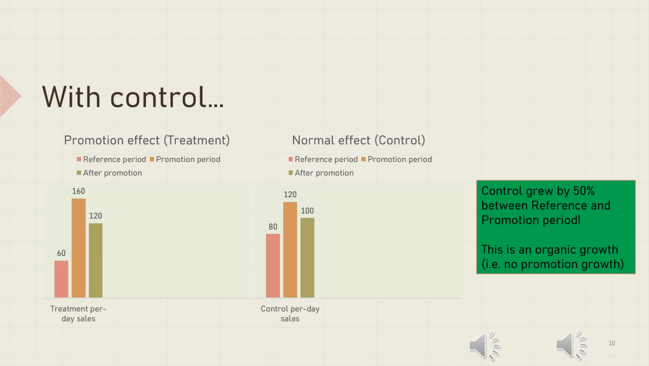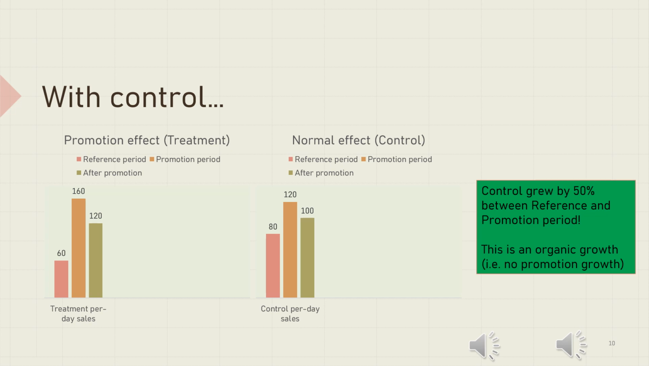Now let's say that we have identified our control group, and we have measured the control group during reference, promotion and after promotion. So on the right side bar chart, you see that the control group was selling 80 dirhams per day during the reference period, and then it went to 120 dirhams per day during the promotion period, and then it went to 100 dirhams per day in the after promotion period. And none of this was due to promotion, because the entire control group was not under promotion. So you can see that there is a 50% growth between reference and promotion period, even though promotion was not running, right? So this is an organic growth.